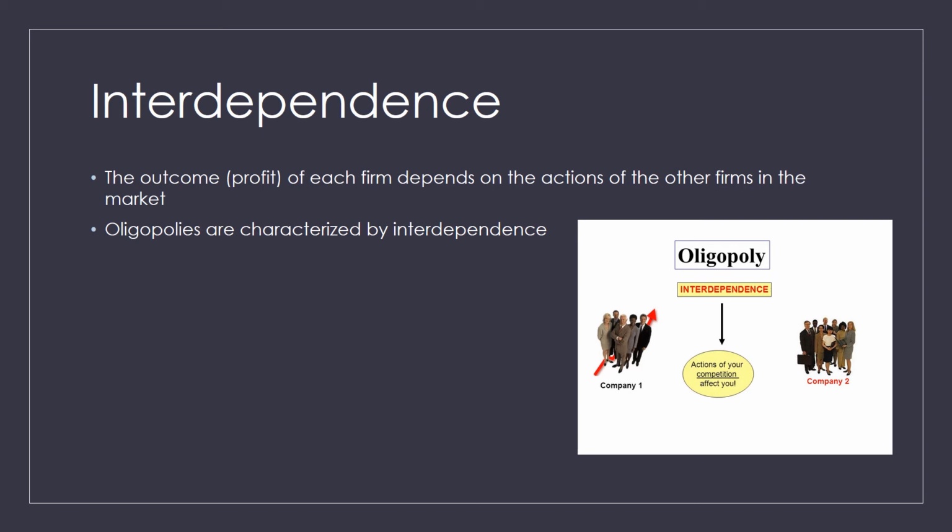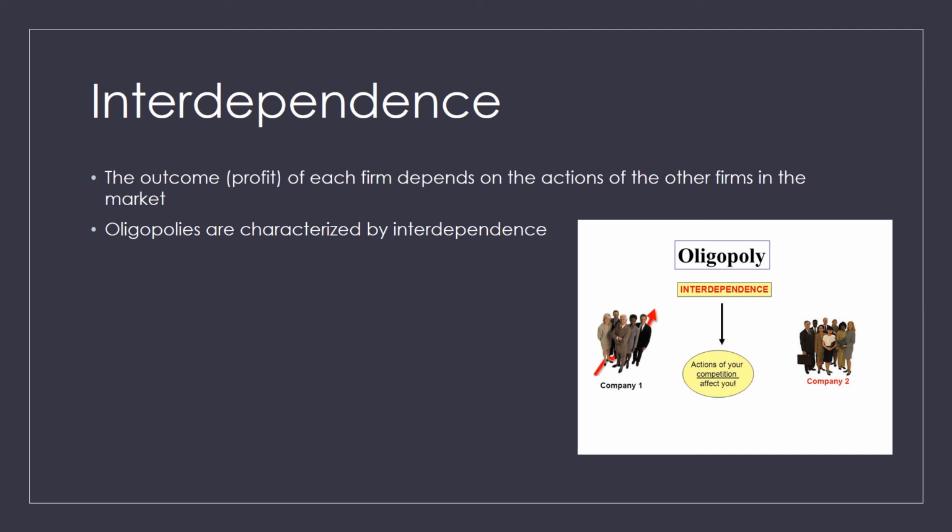All right, one of the other main characteristics of an oligopoly is interdependence. So the outcome or the profit of each firm depends on the actions of the other firms in the market. So remember, monopoly, they don't worry about this because there aren't other firms. Perfect competition, they don't worry about this because remember, they can increase their output by as much as they want and it doesn't change their profit because they take the price as given.